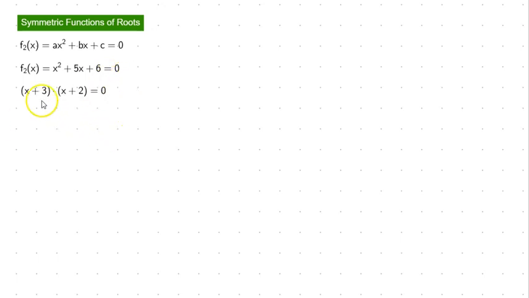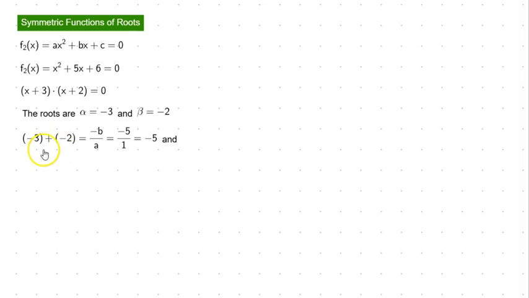Let us look at symmetric functions of roots. Now, starting with a quadratic equation, let's take an example: x square plus 5x plus 6 equal to 0. This can be factored into (x plus 3) times (x plus 2) equal to 0, so that the roots are alpha equal to minus 3 and beta equal to minus 2.